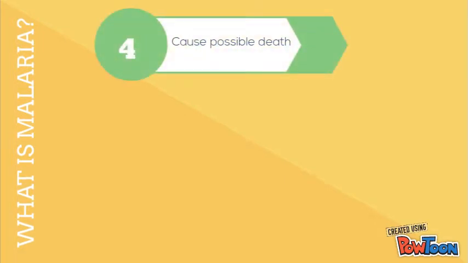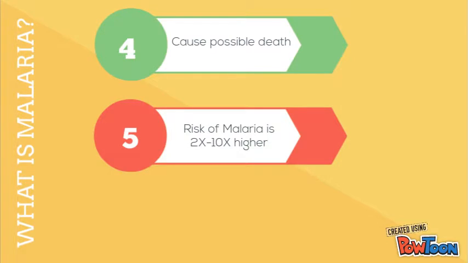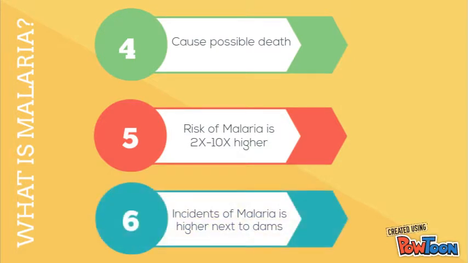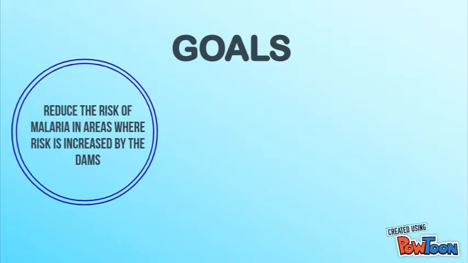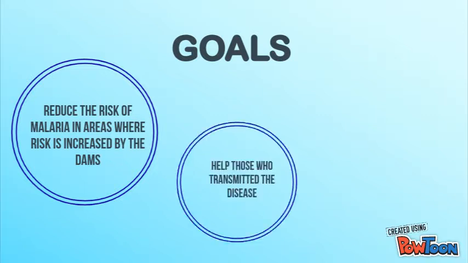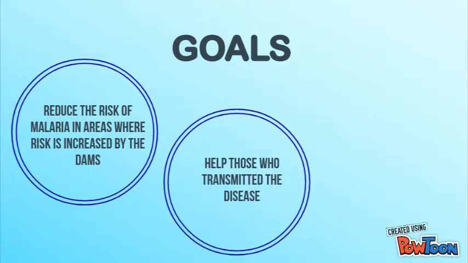Studies have shown that the incidence of malaria is 2 to 10 times higher in lowland villages close to dams compared to highland villages. Approximately 90% of malaria cases are from sub-Saharan Africa every year. Our goal is to be able to reduce the risk of malaria in areas where risk is increased by dams, help those who have transmitted the disease, and educate people about malaria to protect themselves.